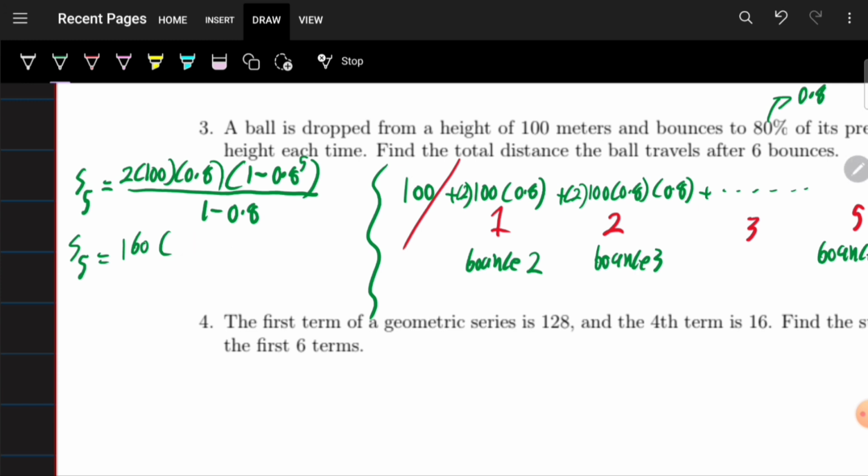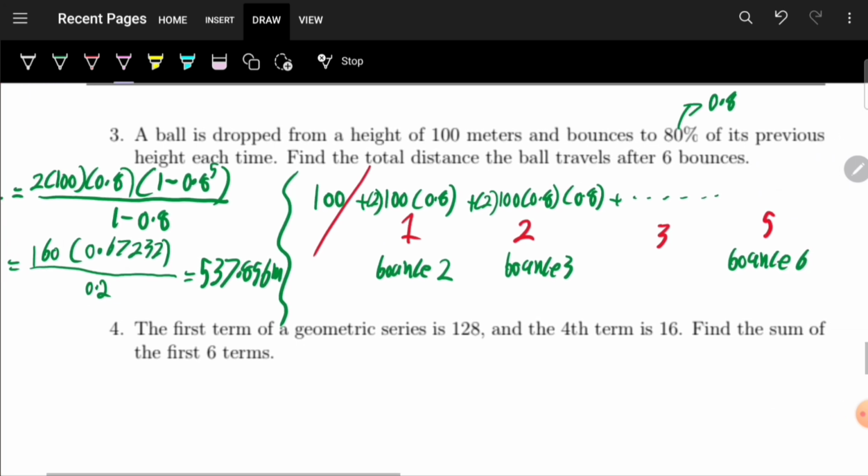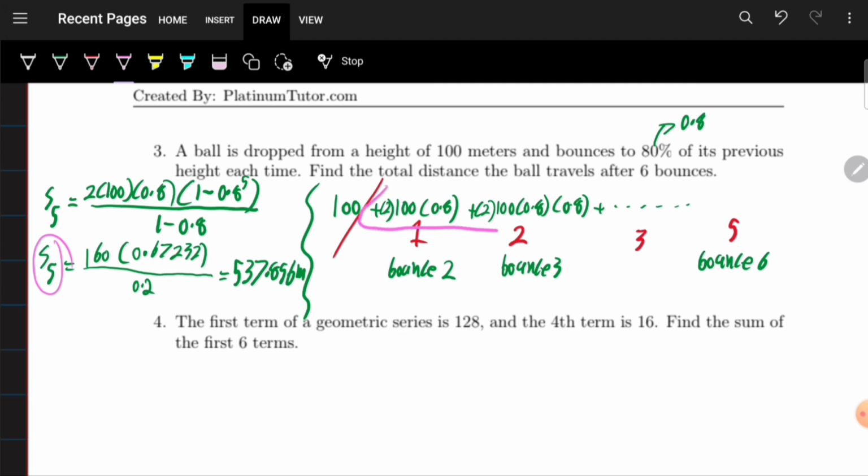This is 0.67232, all over 1 minus 0.8, so that's 0.2. So let's see what this comes out to if we multiply everything together: 160 times 0.67232 divided by 0.2. This comes out to 537.856 meters. And remember, the S5 we just found, that's the sum of all of these. We still have to add the initial fall of 100 meters.